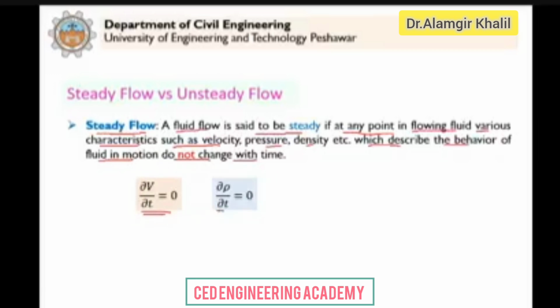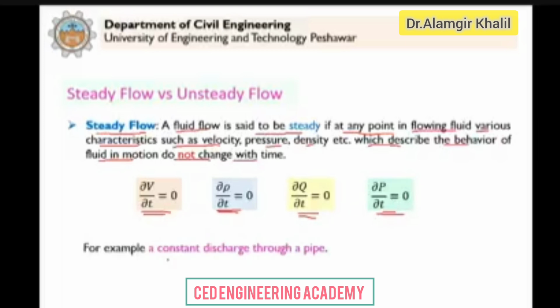Similarly, we can write partial rho by partial t equal to 0 for density, partial q by partial t equal to 0 for discharge, and partial p by partial t equal to 0 for pressure. So for steady flow, the fluid characteristics are constant with respect to time. Even if a single characteristic is changing, then the flow will be unsteady flow.